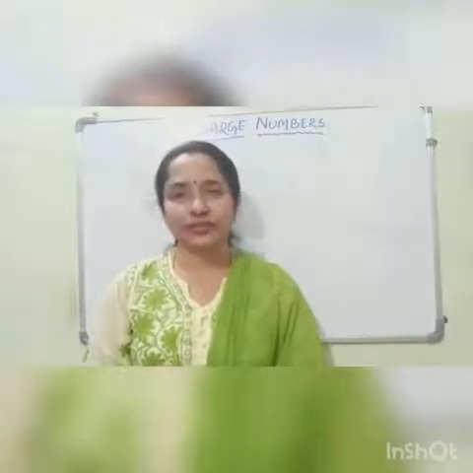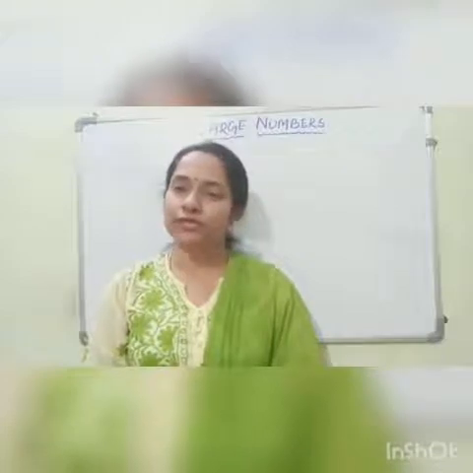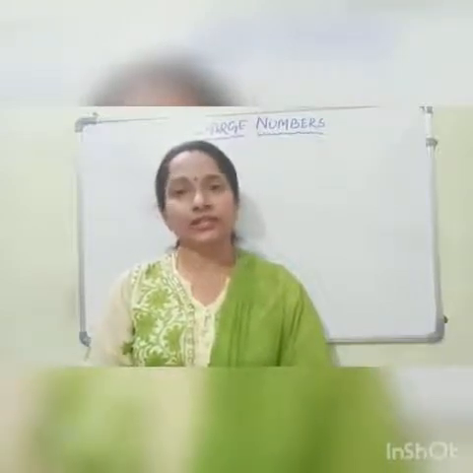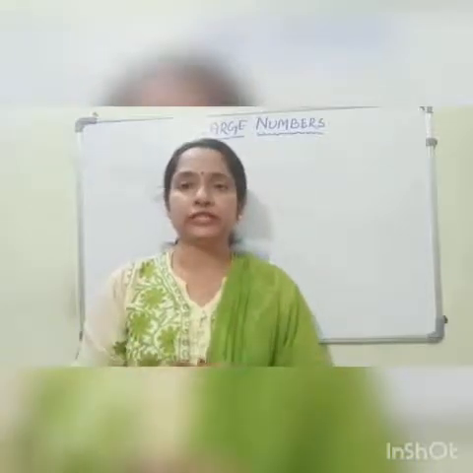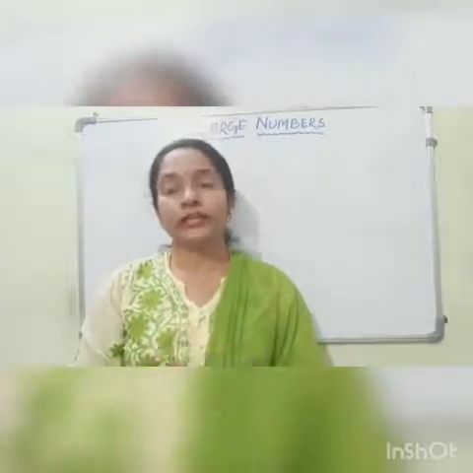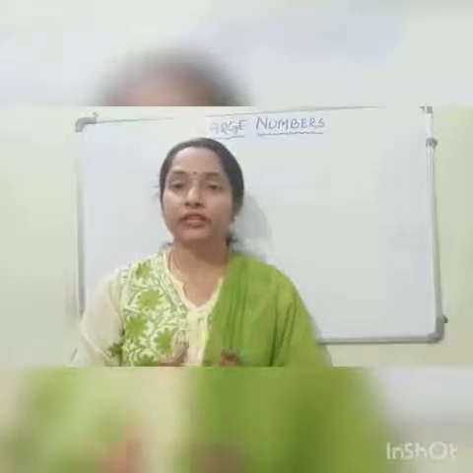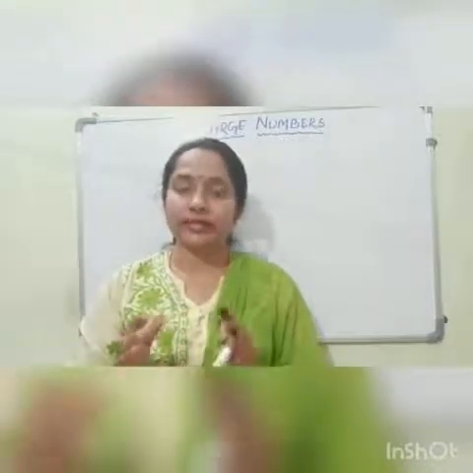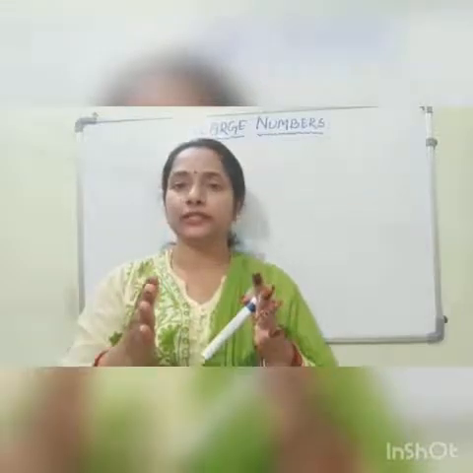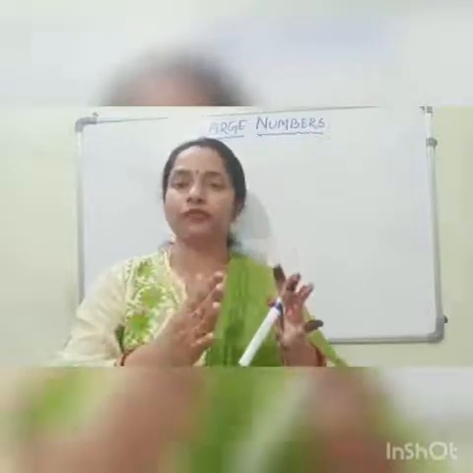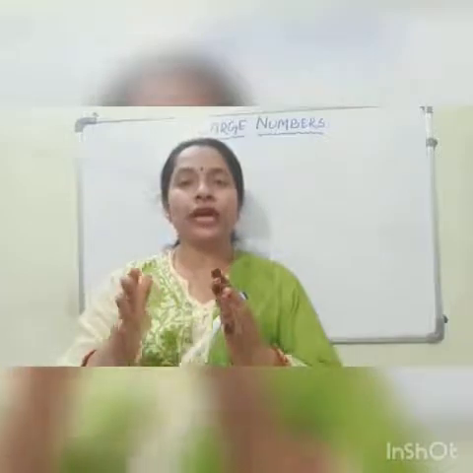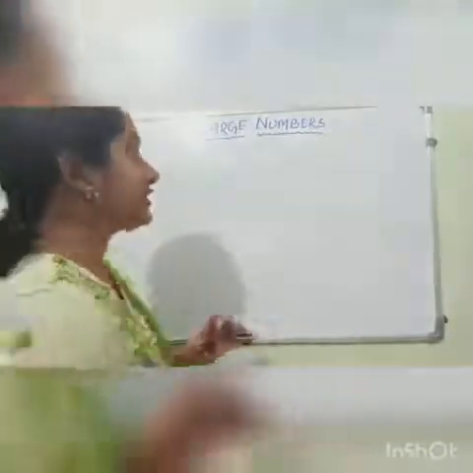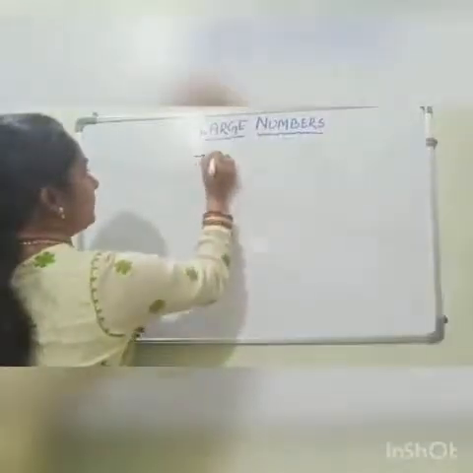Today we are going to start our online session with the chapter large numbers. So children, a large number is a number that consists of many digits. Now when we are writing any large number, this large number can be represented in three different forms. That is, we can represent a large number in its standard form, in expanded form, as well as in its word form.